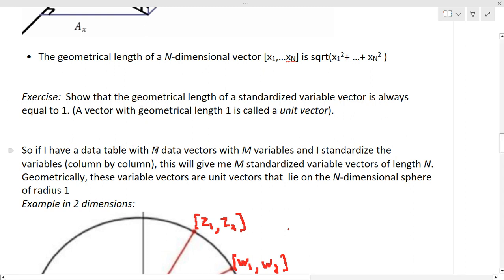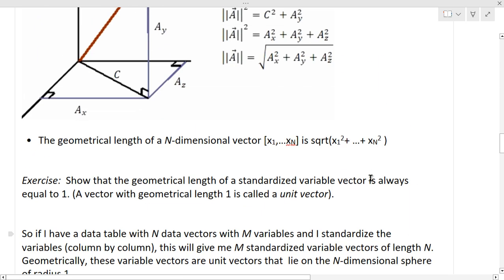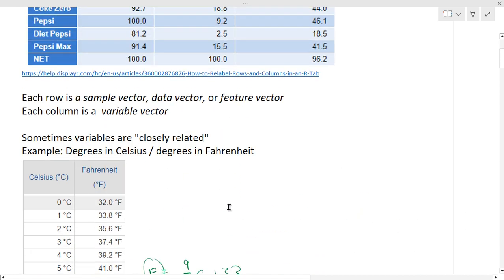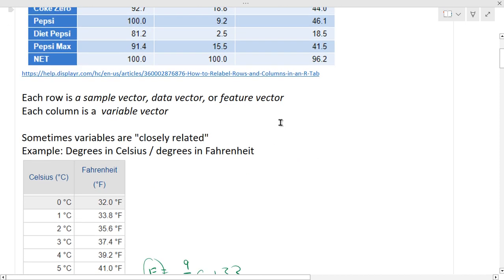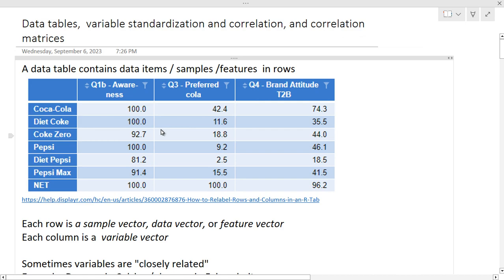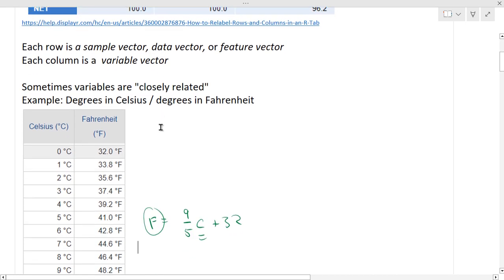If I have a data table with n data vectors and m variables, and I standardize the variables column by column, this will give me m standardized variable vectors of length n. Right? I'm standardizing column by column. Each column is going to give me a vector. In this case, I'd have 7-dimensional vectors, and they all have length 1 after I standardize them.